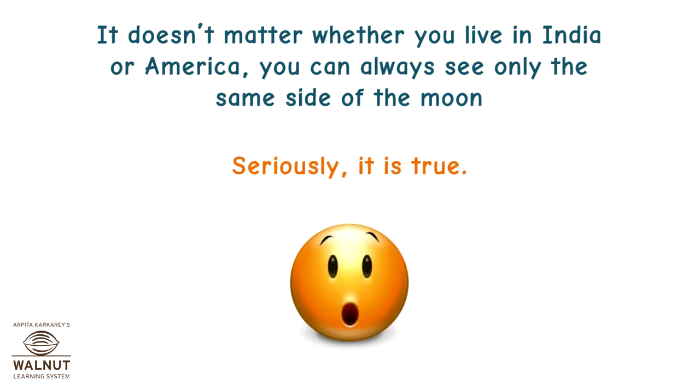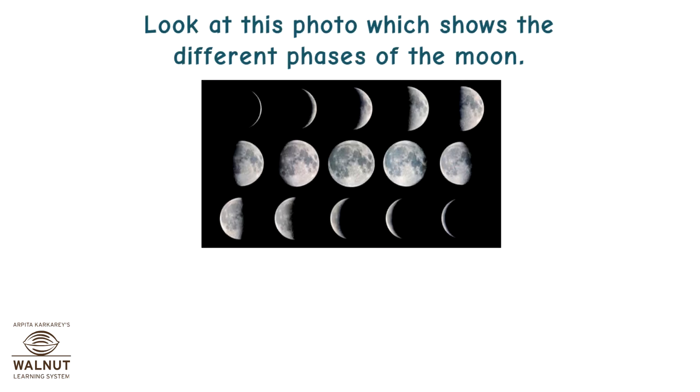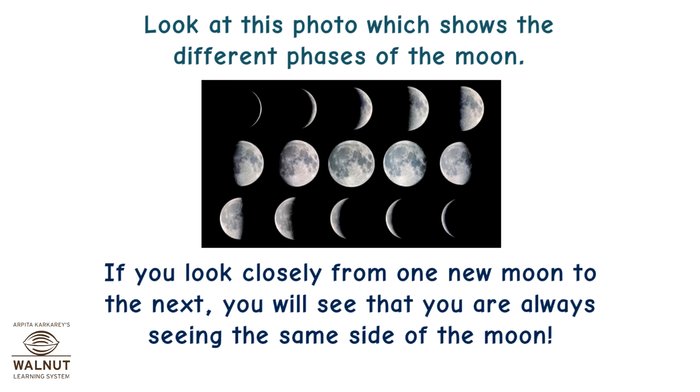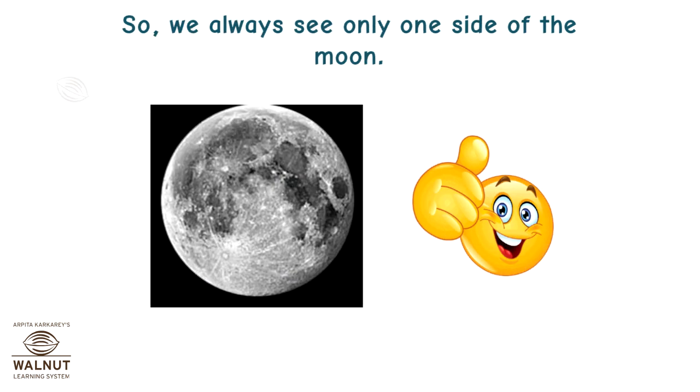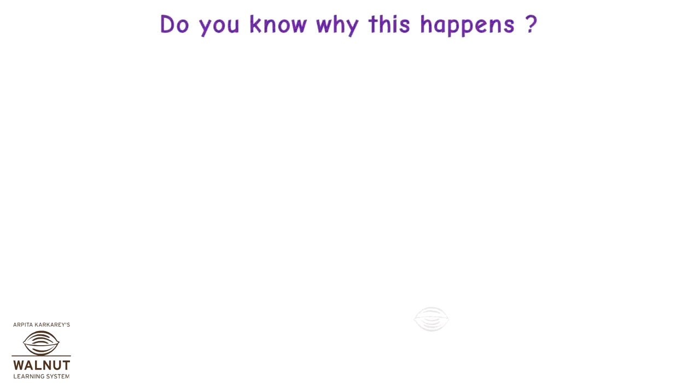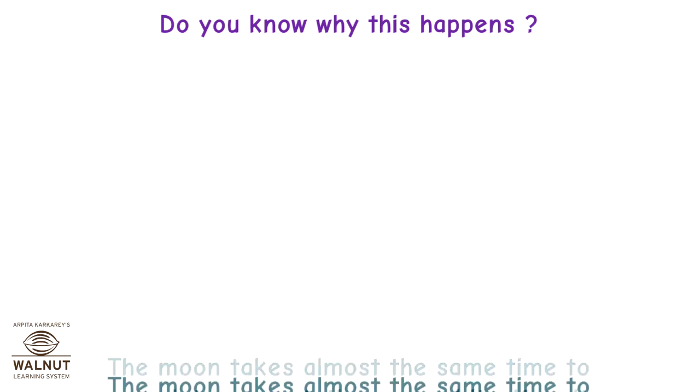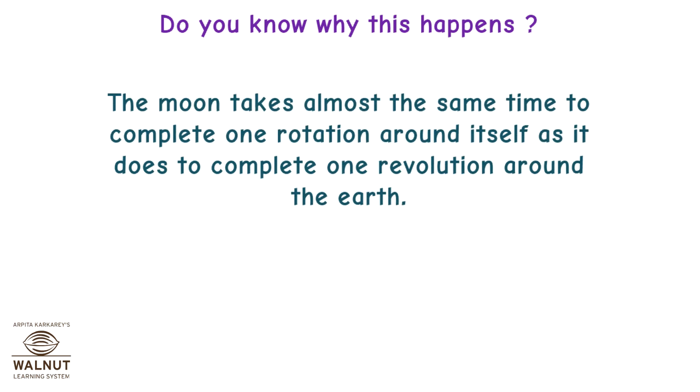Seriously, it is true. Look at this photo which shows the different phases of the moon. If you look closely from one new moon to the next, you will see that you are always seeing the same side of the moon. So, we always see only one side of the moon. Do you know why this happens? The moon takes almost the same time to complete one rotation around itself as it does to complete one revolution around the Earth.